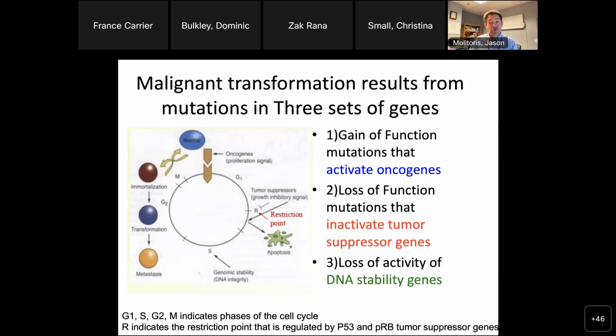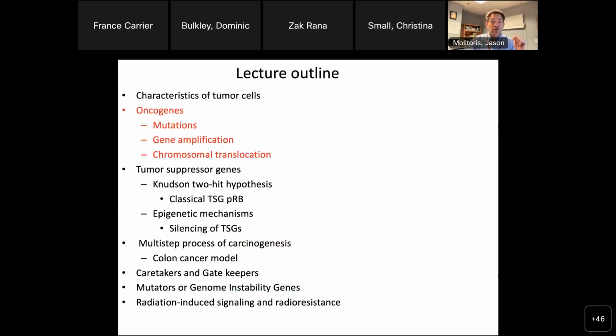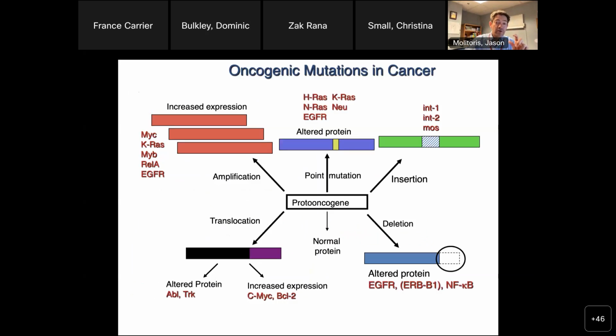So we need to be able to continue to replicate and divide even in the setting of damaged DNA. One of the biggest signals in a normal cell to stop dividing is damaged DNA. Okay, and so the ability to get rid of those signals is going to be critical for these malignancies. All right, and so we'll talk about a couple of these groups. We'll talk about oncogenes, then tumor suppressor genes, and then we'll get to a couple of smaller areas.